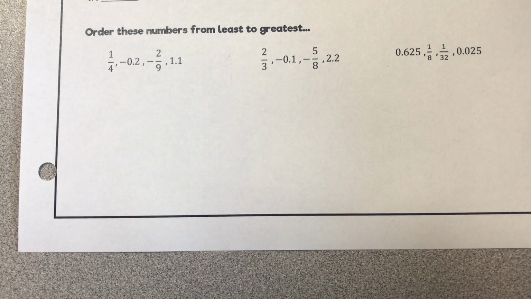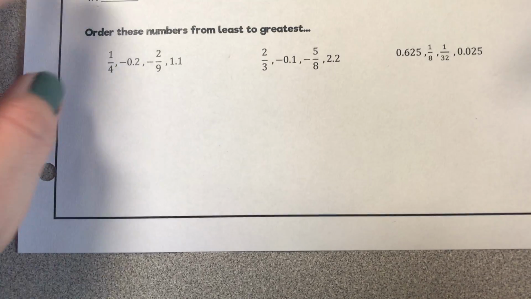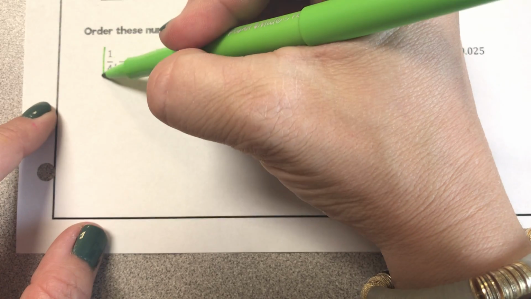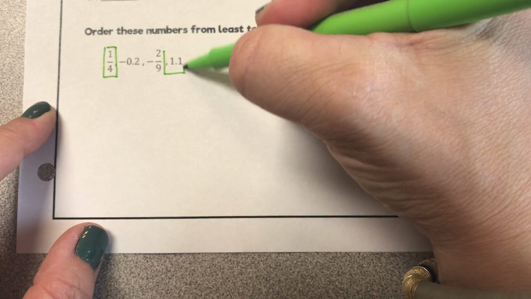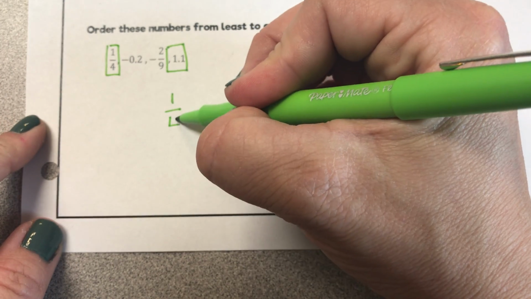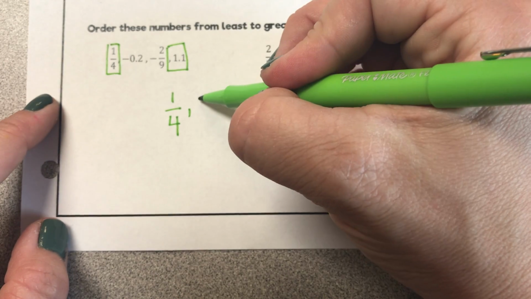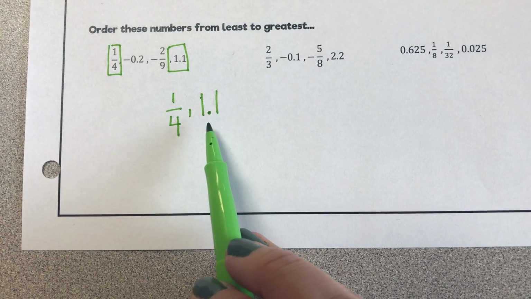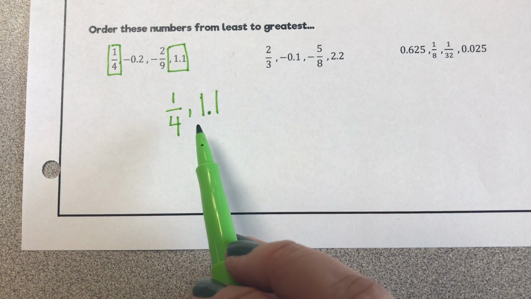Okay, now we're going to put some numbers in order. So the first thing that I'm going to look at, okay, I like to do the positives first. So I have positive 1/4 and positive 1.1. Okay, well I can tell automatically 1/4 is going to be less than 1.1, right? 1/4, I don't even have a whole pizza. 1.1, I have a whole pizza and part of another.